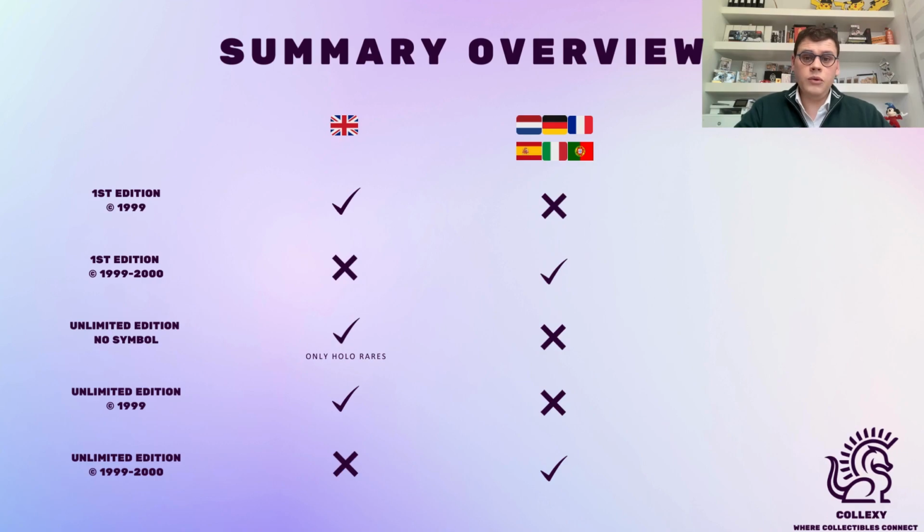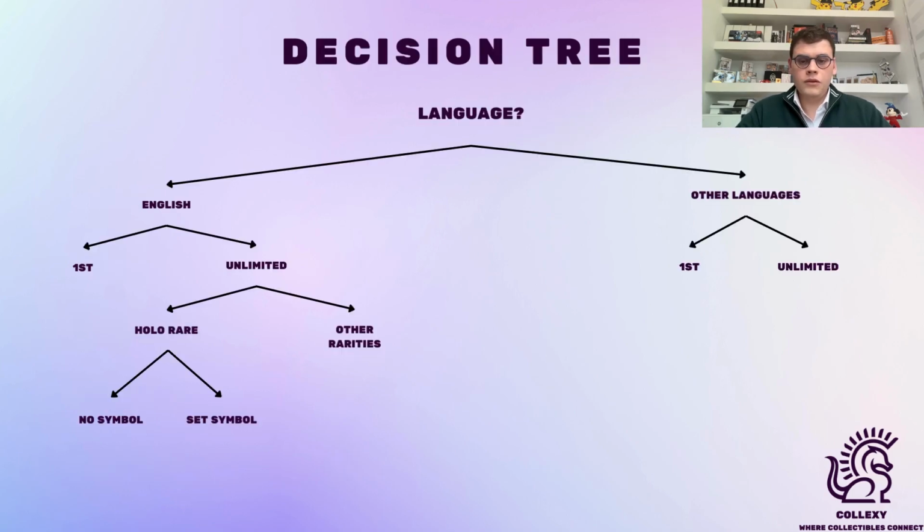And then finally, we have the unlimited edition with the Wizards of the Coast copyright of 1999, which was only printed in English and not in any other languages, while the unlimited edition variants with the copyright 1999 to 2000 were solely printed in all the other languages, which follows the structure of the first edition differentiation as well. So let's look at the decision tree that makes it easy to distinguish between the different variants.